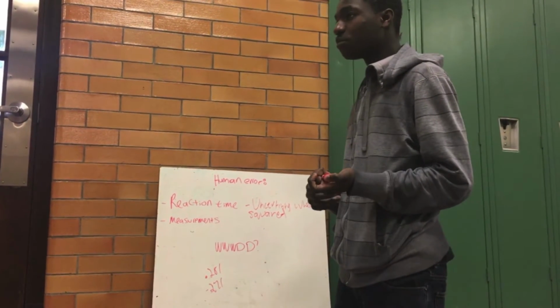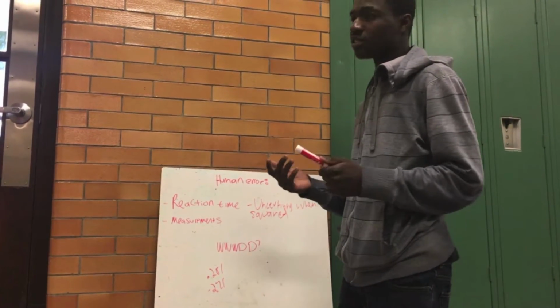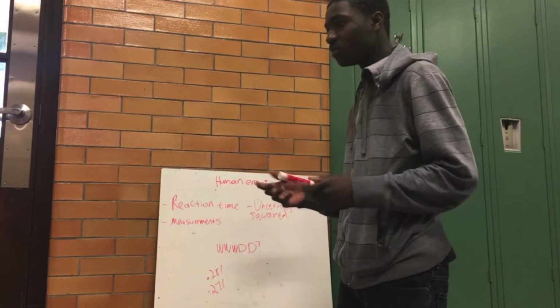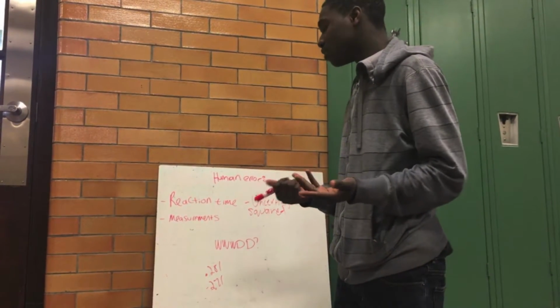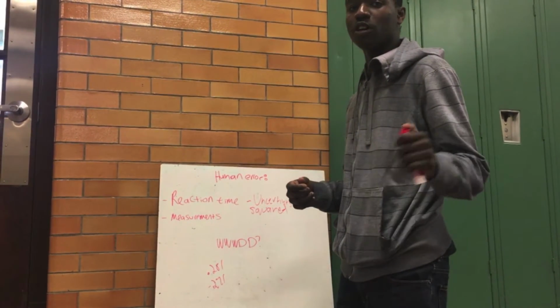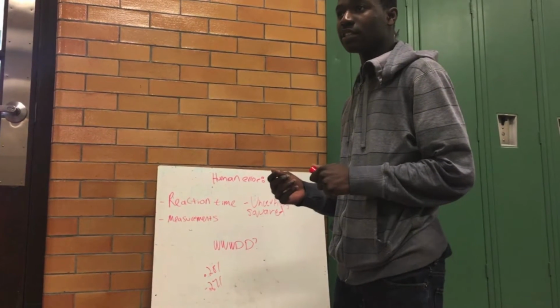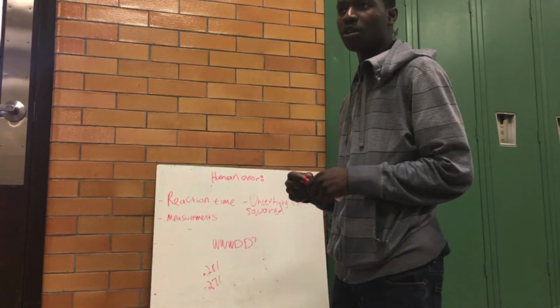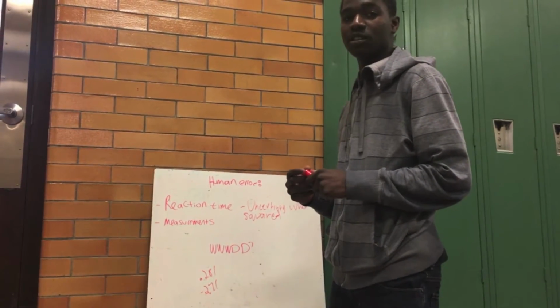Examples of the human error are the reaction time. There's an uncertainty in the reaction time because we're humans, we make mistakes. And when you square it, it makes even more of an uncertainty of the time. And the measurements, we don't know if we were starting the book at the same measurement. We don't know if we were starting the book at 1 meter each time we took this experiment.